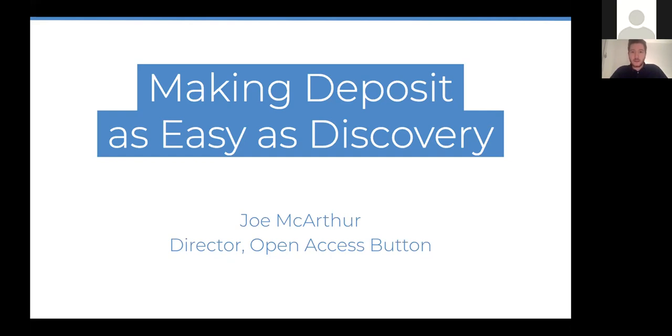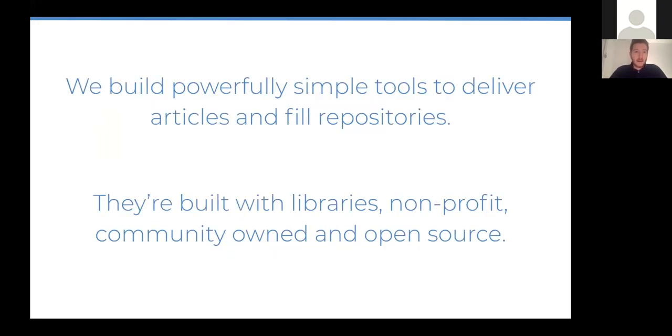So the Open Access Button, we build powerfully simple tools that deliver articles and also fill repositories. Peter showed the arrow going around. It really can be a circle, and that's one thing that our work really tries to get across. All of our tools are built hand in hand with libraries, essentially day to day. And they're all nonprofit, community owned and open source, which is a fantastic theme to be running through this whole webcast so far.